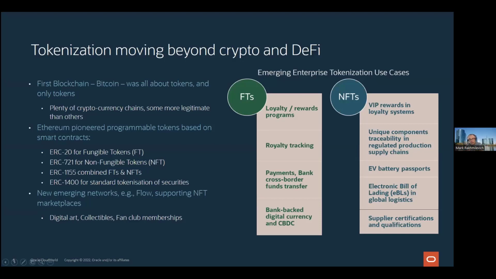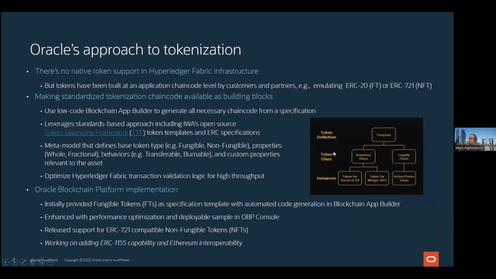In global logistics, electronic bill of lading, which is a negotiable document pertaining to a particular shipment, changes owners and custodians as the shipment goes through. That's a great example of using NFT in a logistics space. And other supply chain examples, such as supplier certifications, qualifications, and so on. So all of this is very interesting, with active engagements that we see in an enterprise context of using both fungible and non-fungible tokens.